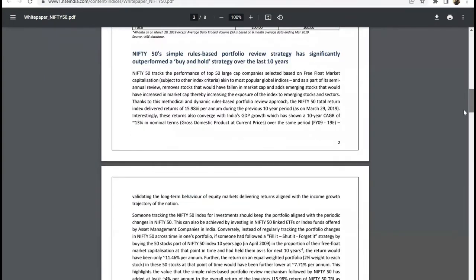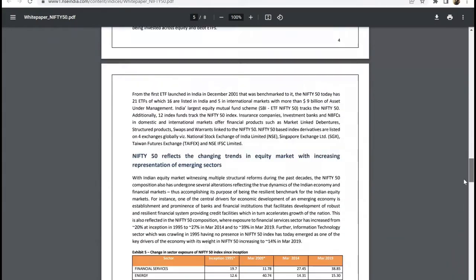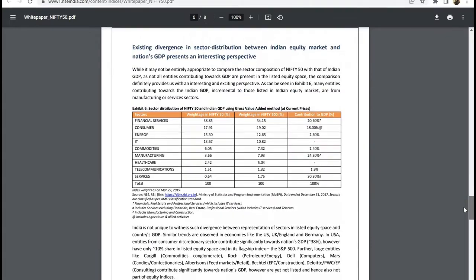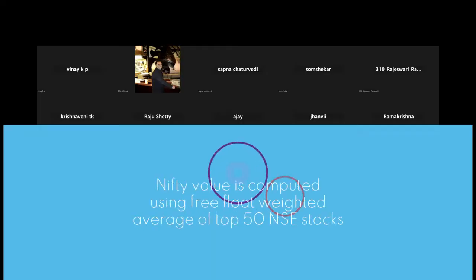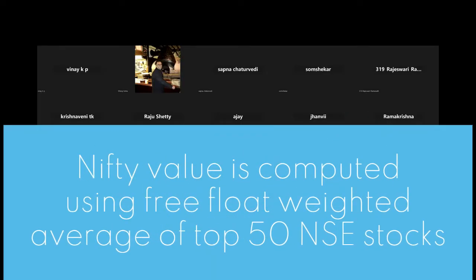So this is all the stats. I advise you to go and read this paper. Okay, so I think I have covered the indices. And as I told you, all of us know the concept of weighted average. So the way the Nifty value is computed is based on the weighted average of these 50 companies.